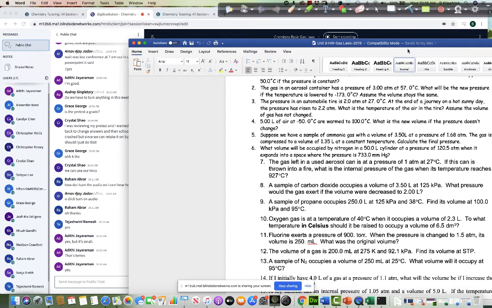All right, does anybody have any questions about that one? I think that one is pretty simple. You just really have to watch your units. You really have to make sure that you're using Kelvin. You don't have an option to not use Kelvin for gas laws. You cannot have a negative number, so it has to be in Kelvin, even if both the temperatures are positive.